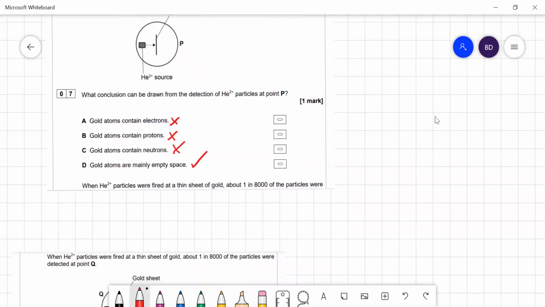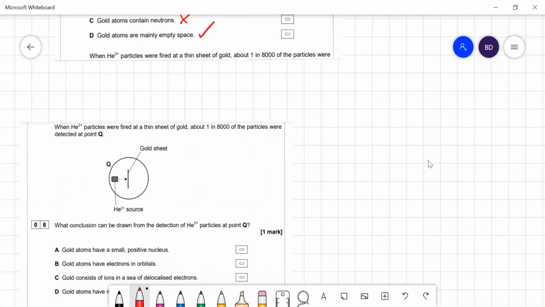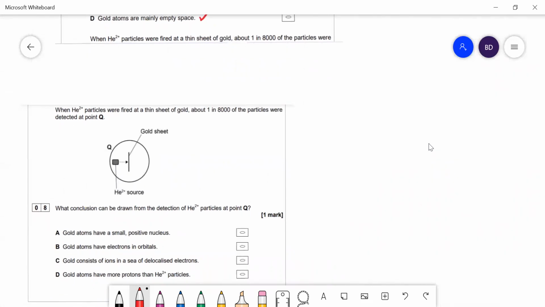Right, next question. When they were fired, about 1 in 8,000 of the particles were detected at Q, so that means the particles are bouncing back. What made the alpha particles bounce back is because you've got positive charge in the gold nucleus. And that showed them it's only a very small number, a very highly positively charged small nucleus. So which is the best one there? Is A. Okay, that is the best one there.